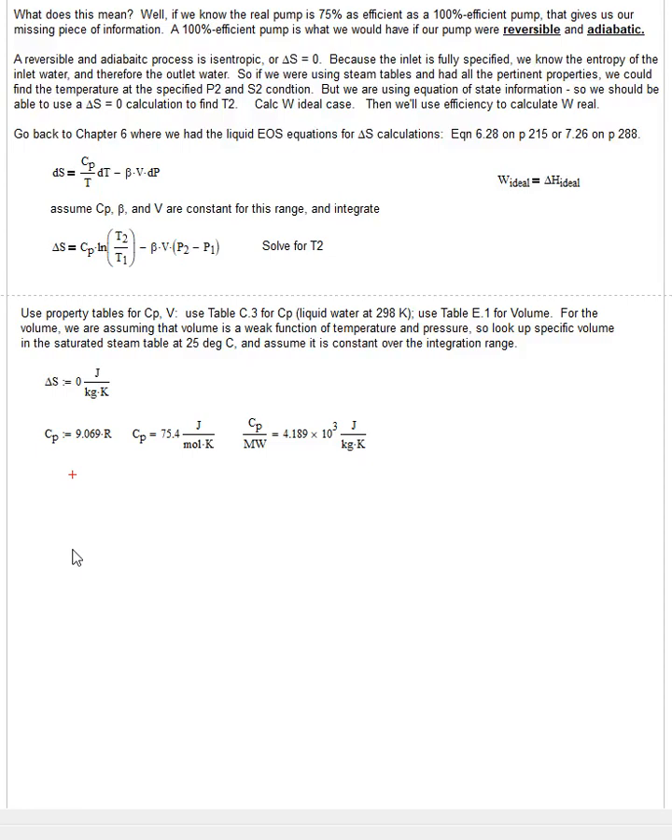In the table, water is given to us, and the heat capacity is 9.069 times R. This is a heat capacity at 298, which thankfully is the temperature that we're at. And so we can get this Cp value either in mole terms or on a mass basis. What about for the volume or specific volume?